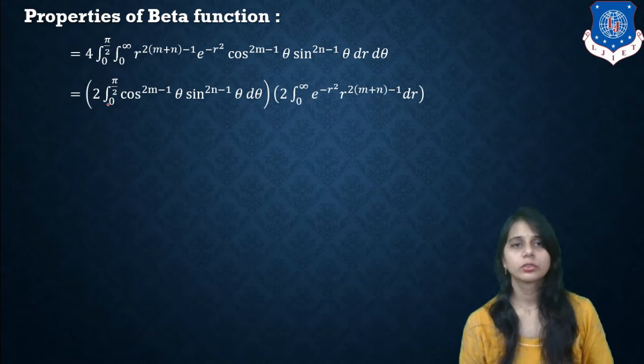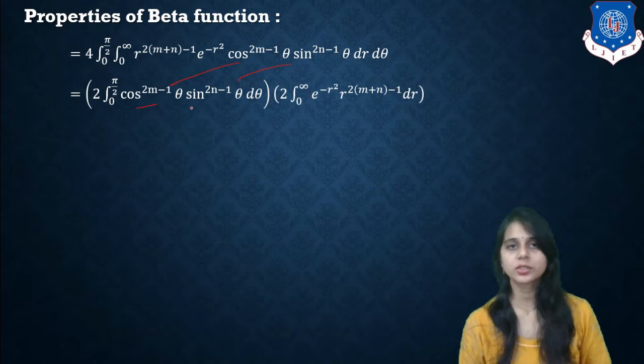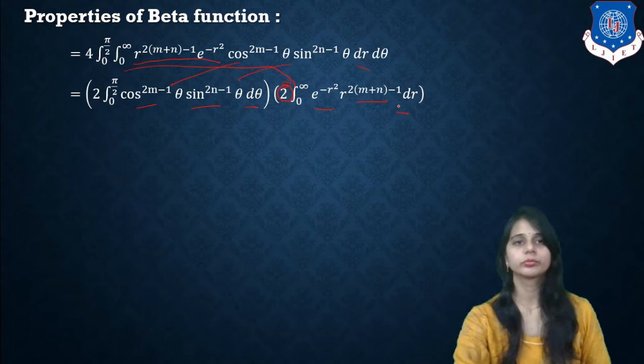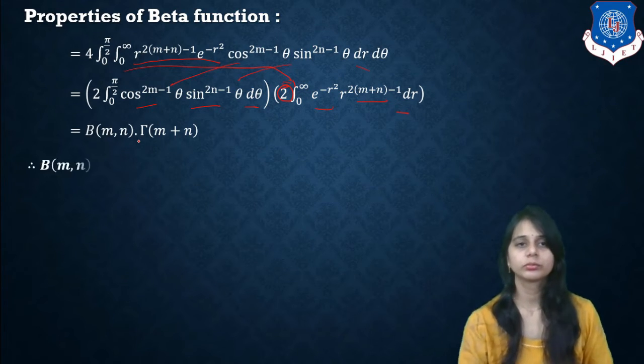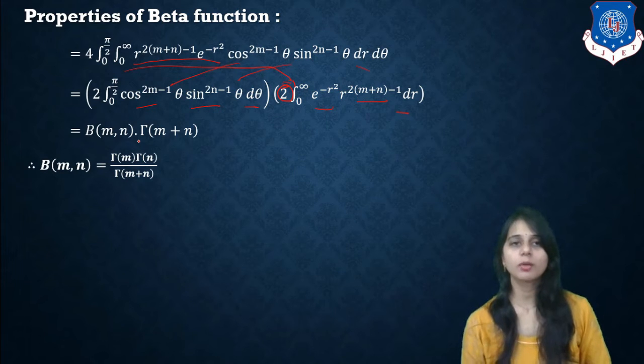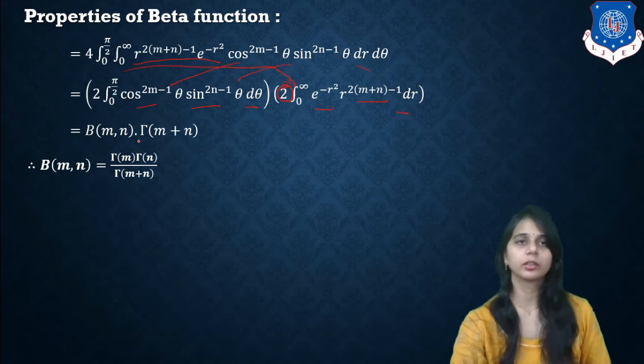here it is 4 times integration 0 to pi by 2 cos theta raised to 2m minus 1, sin theta raised to 2n minus 1 d theta. We are taking the theta formation as one integral, and another integral here is 0 to infinity, the r formation, so we are taking r raised to 2(m plus n) minus 1, e raised to minus r square dr. So it is beta m n, and it is gamma m plus n. So we say that beta m n equals gamma m gamma n upon gamma m plus n.